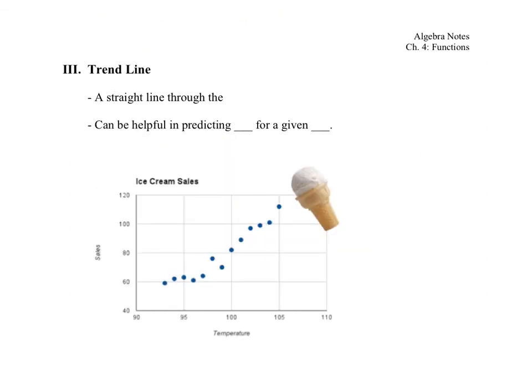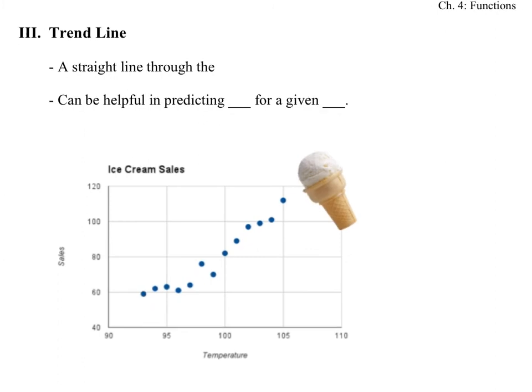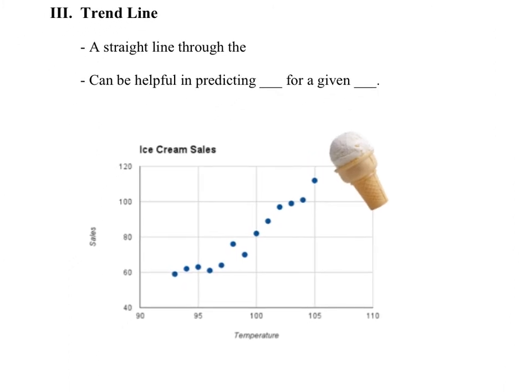Could look at the volume you listen to things and your level of hearing. Okay, so trend line. A trend line is a straight line through the, I'm going to say middle. I'm going to put middle in quotation marks because is there really a middle of the data?